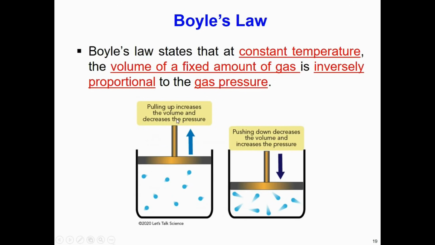So now let's look at this diagram here. When we pull up the piston here, the volume of container will increase. Therefore, the pressure will decrease. And the second diagram shows that the piston is pushed downward. Therefore, the volume of container decreases. Therefore, the pressure of gas in this container will increase.